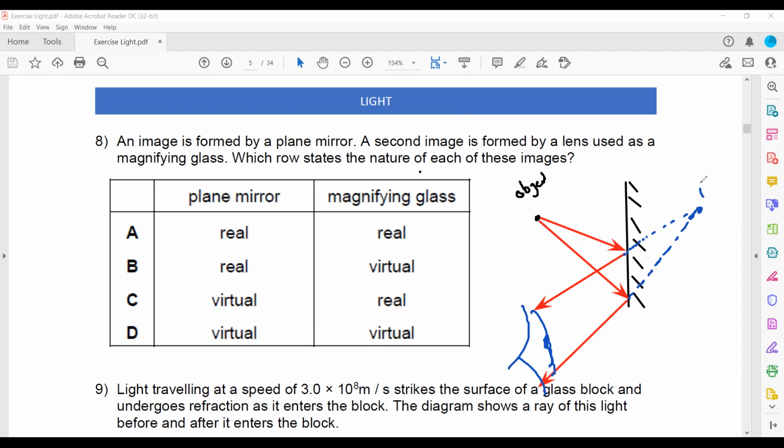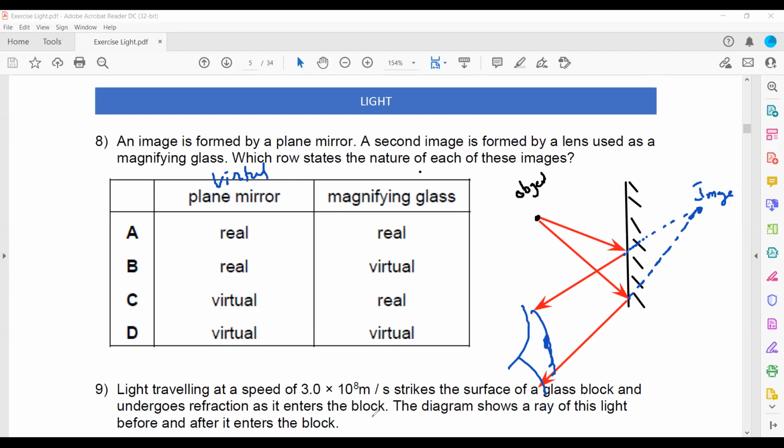So what kind of image is there? Because this is just our imagination. So what kind of image is formed by a plane mirror? That is virtual. And the same thing happens in a magnifying glass.